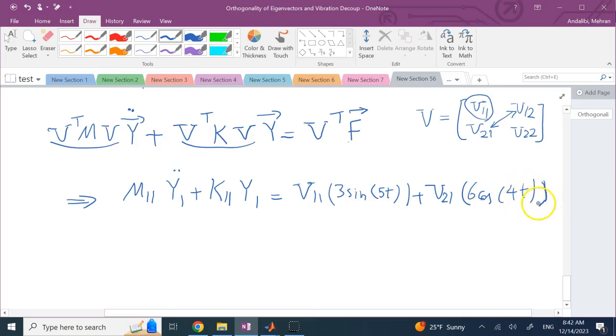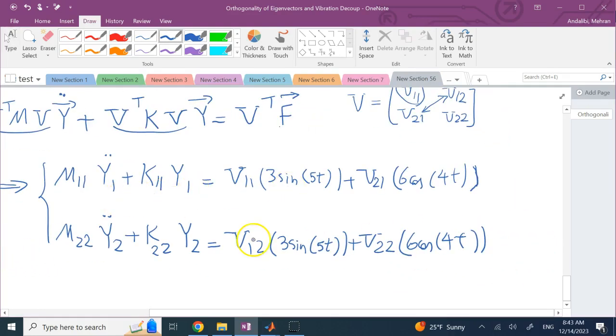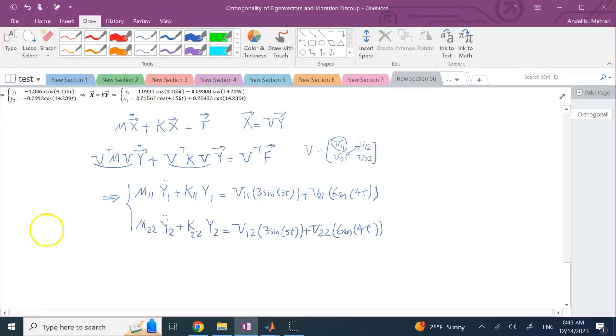So this is your first ODE, and your second ODE is going to be this. Let me write it for you. So this is going to be 3 sine 5t. This is going to be 6 times cosine 4t. Okay, but the good thing is, if you look at both of these ODEs, again, they are decoupled, so each one can be solved separately for itself.